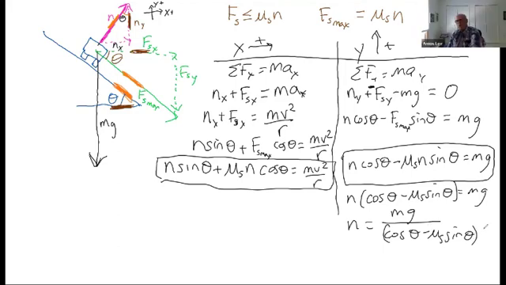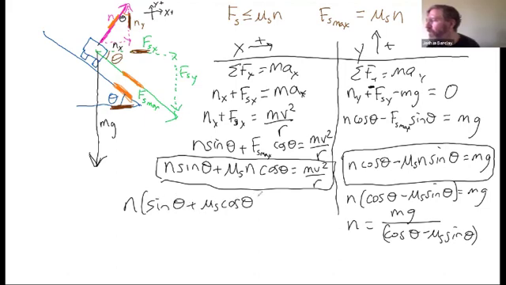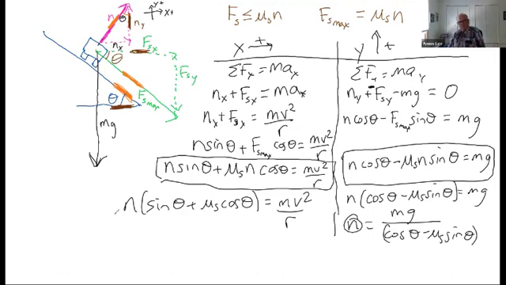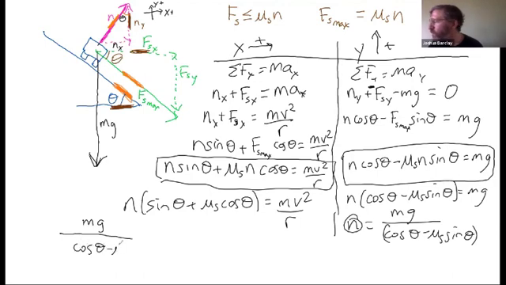Now you can go to the equation on the left and also factor out n only on the left-hand side. Fantastic. Instead of n, what you just found, plus mu s cosine theta equals mv squared over r. And I could just take this now and plug it in for that. So here's what I'm going to get for this whole thing. I am getting, plugging that in, mg over cosine theta minus mu s sine theta.